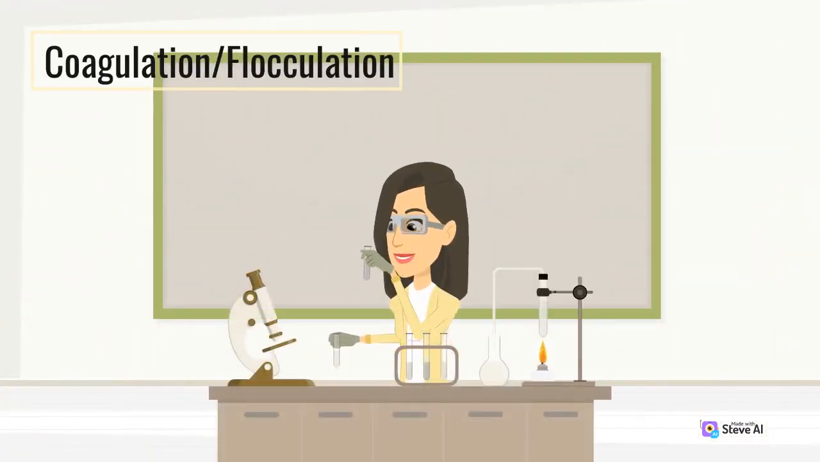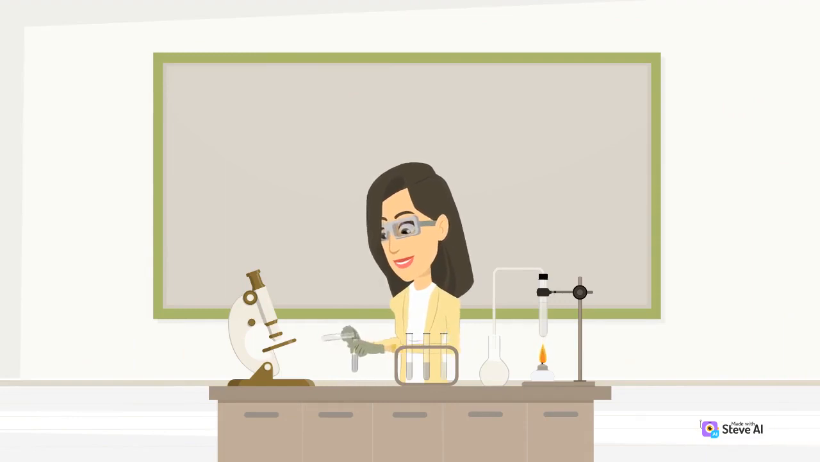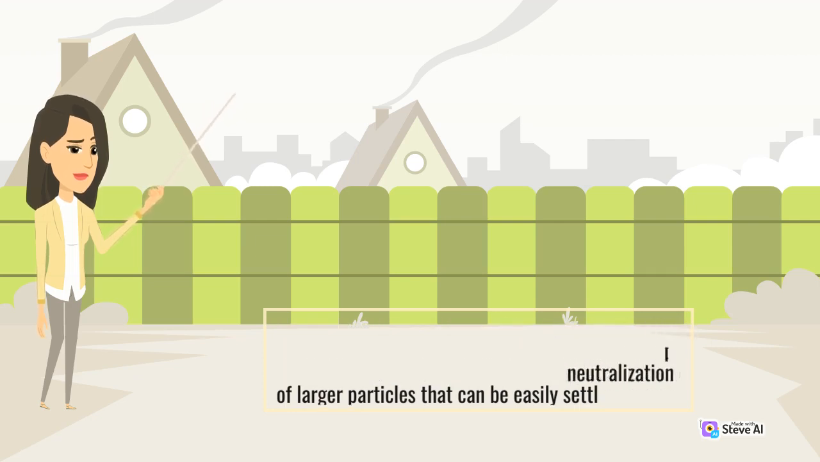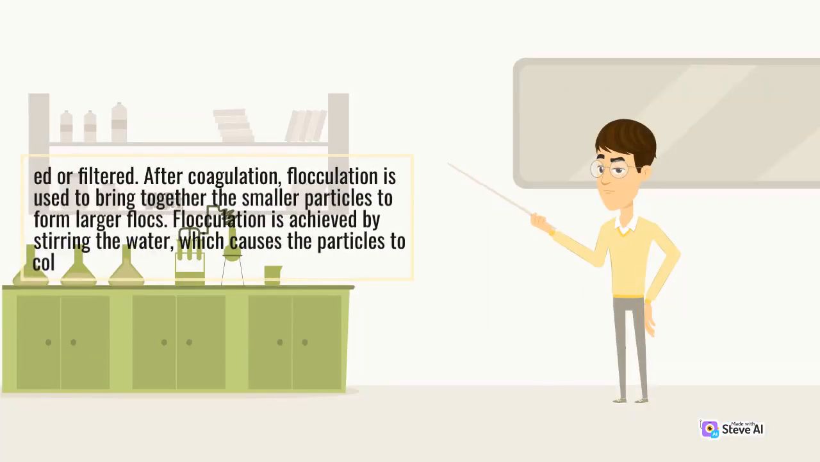Coagulation/flocculation. Coagulation and flocculation are chemical treatment processes used to remove impurities in water. The neutralization of the charges leads to the formation of larger particles that can be easily settled or filtered. After coagulation, flocculation is used to bring together the smaller particles to form larger flocks.